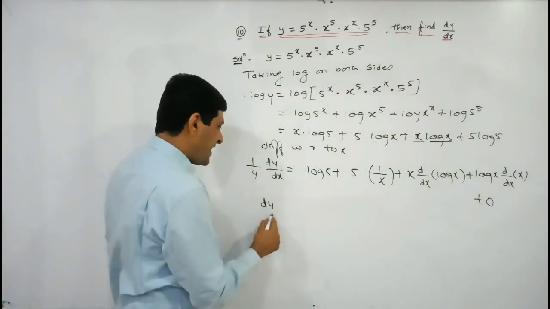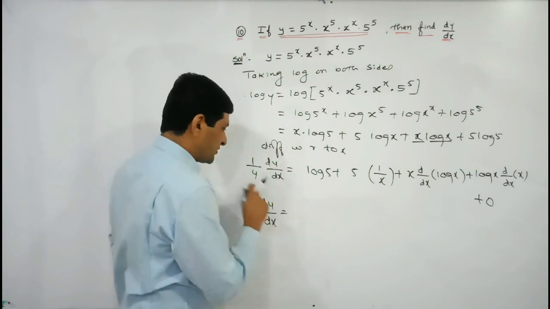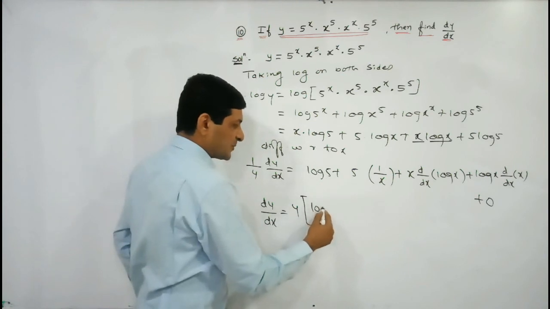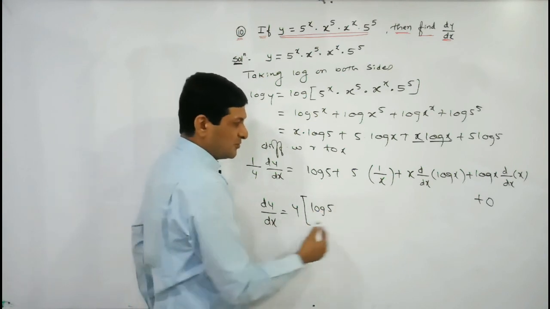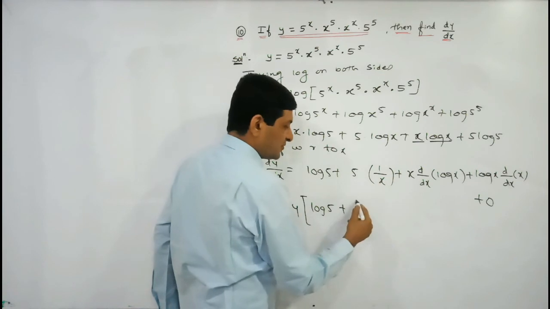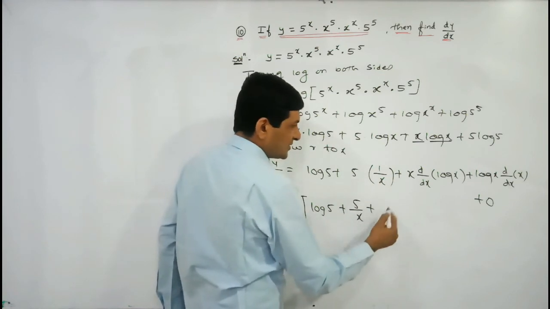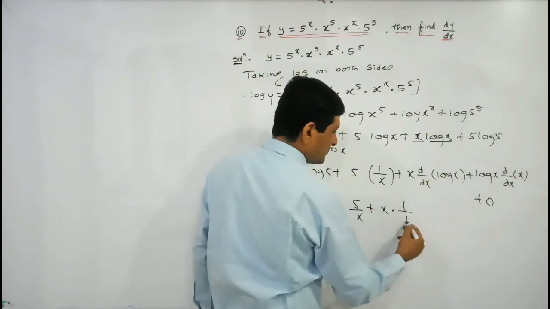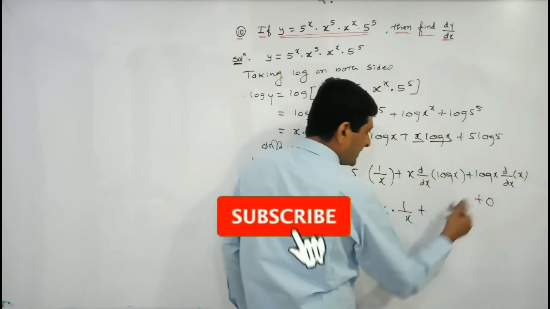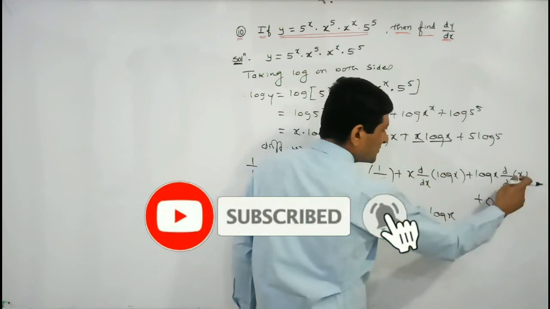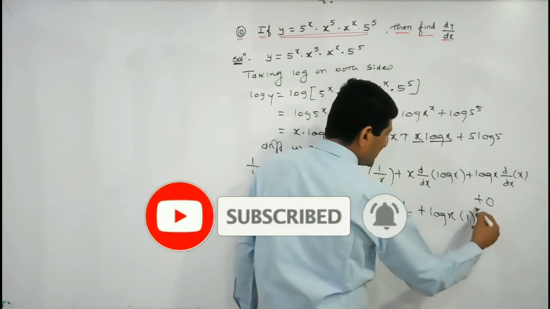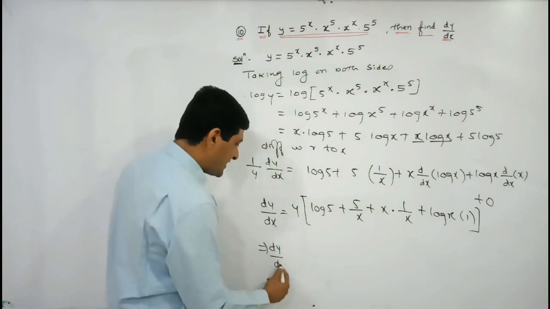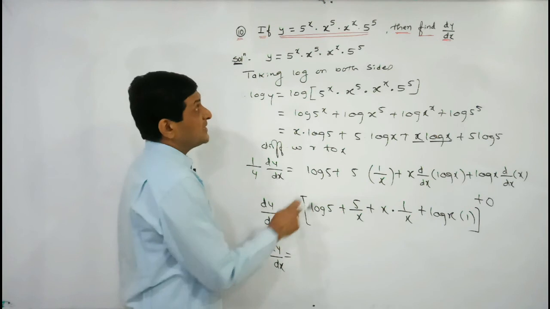So therefore dy upon dx will be equal to, so y will get multiplied on this side. On this side, write down this expression in the simplest form. Log 5 plus 5 into 1 by x will be 5 by x, plus x, keep it as it is. What is the derivative of log x? The derivative of log x is 1 by x plus here log x, keep it as it is. The derivative of x will be equal to 1, not necessary to write 0. So this implies that dy upon dx will be equal to y. Replace y by its value.